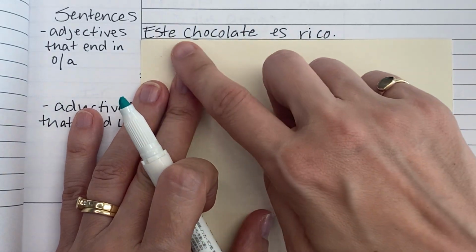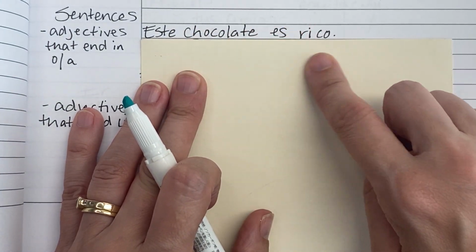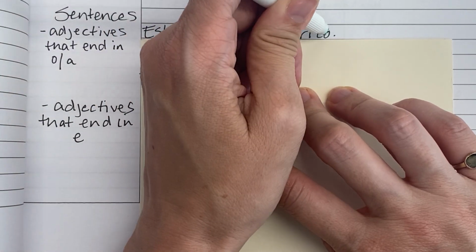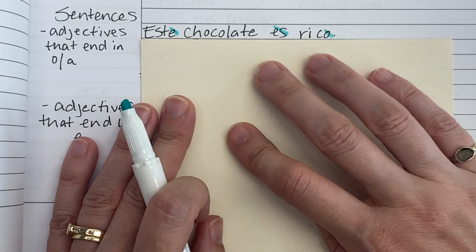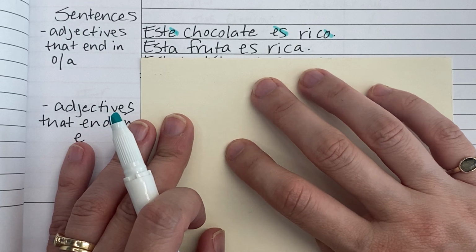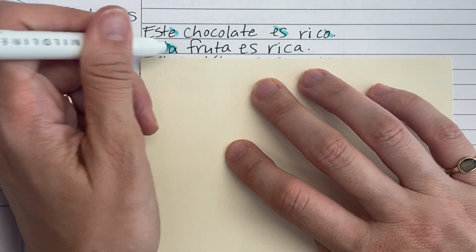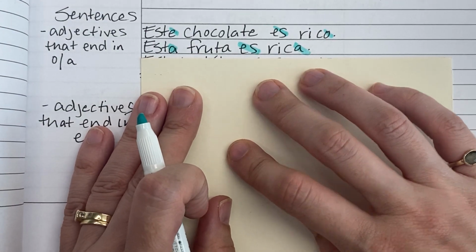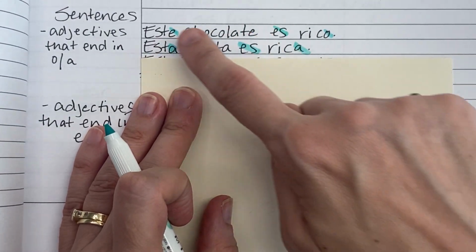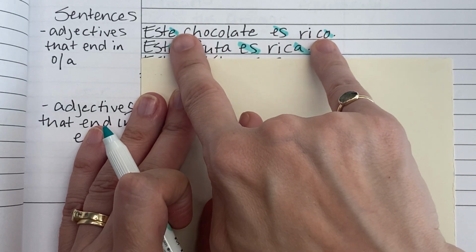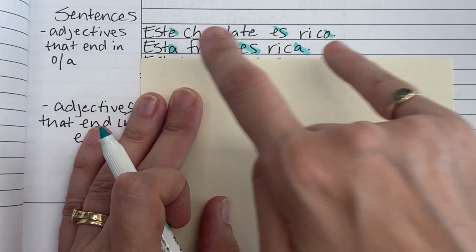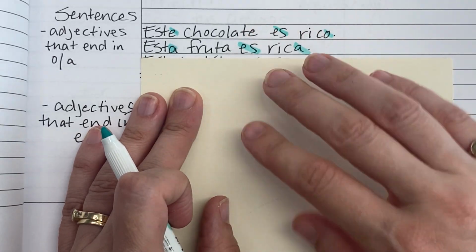So, this chocolate is delicious. Rico means delicious. Este chocolate es rico. Okay? This fruit is delicious. Esta fruta es rica. See? So notice that este and rico are both masculine and singular, and esta and rica are both feminine and singular, and I'm using is, right?